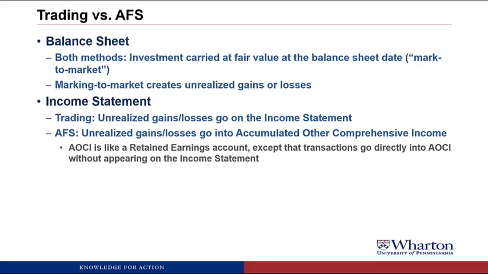So think back to how we do things that go on the income statement. Like a trading security gain would go on the income statement, into net income, and then net income would go into retained earnings. For available for sale, this unrealized gain or loss is going to go directly into AOCI without showing up on the income statement. So either way, it goes into stockholders' equity. Stockholders' equity would go up with an unrealized gain. The difference is with AOCI, it doesn't have to go through the income statement like it does with retained earnings.